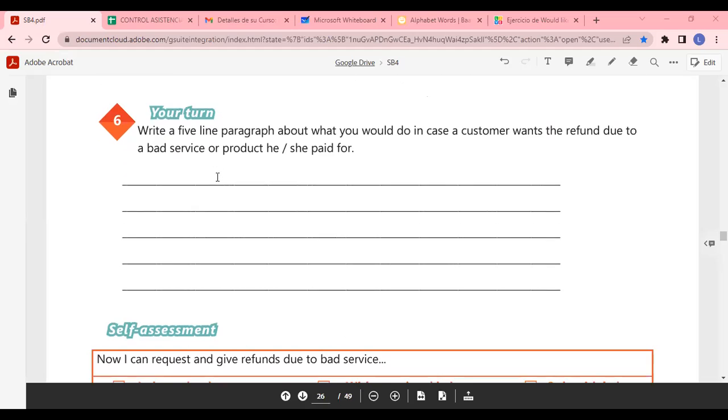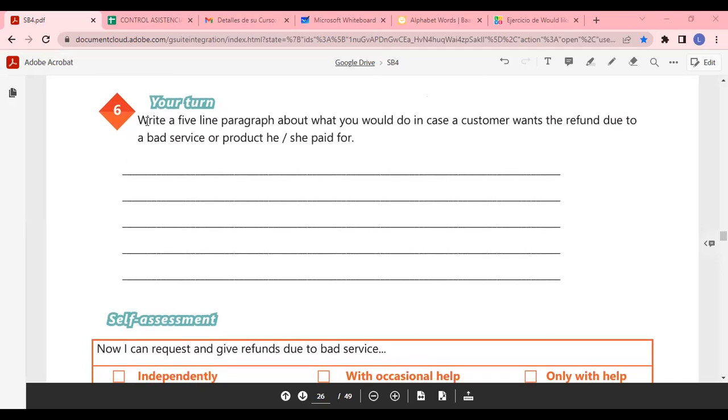As you can see here, we have a little bit of practice. It says, write a five-line paragraph about what you would do in case a customer wants a refund due to a bad service or product he or she paid for, okay?